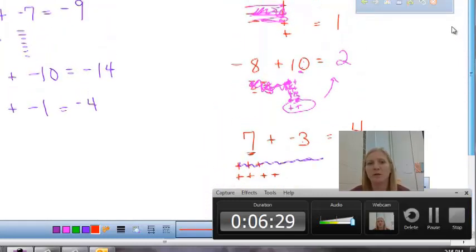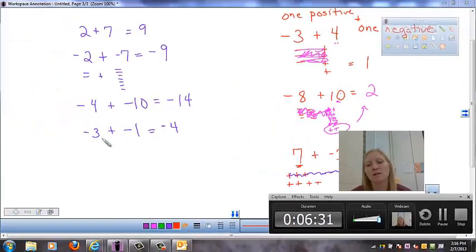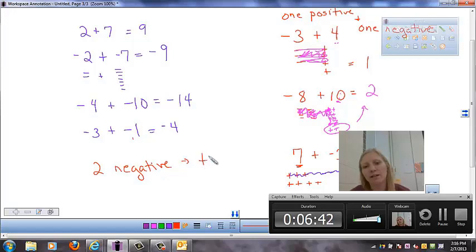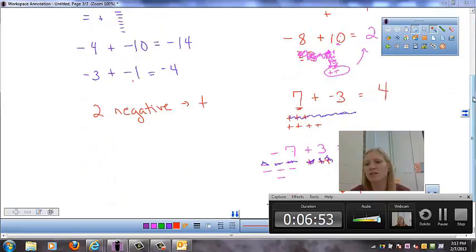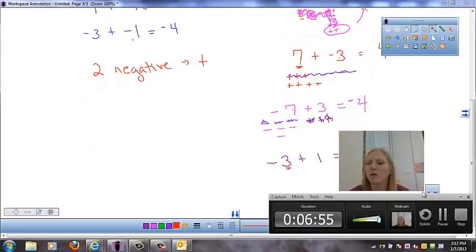Okay, I'm going to go back up here for a second. Remember these ones, they were both negatives. 2 negatives, you just add. If you have 1 positive and 1 negative, you subtract. And then after you subtract, you have to decide, is your answer positive or negative?